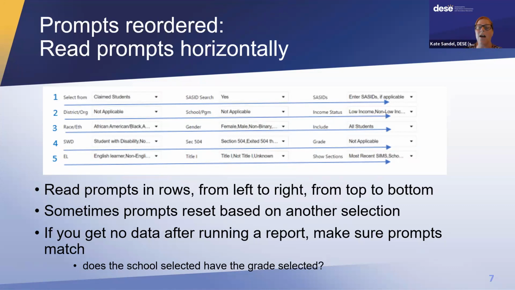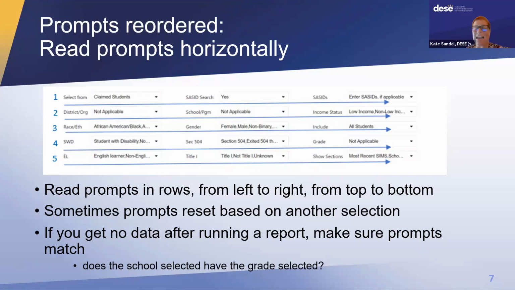At this time of year, you might be running some of these reports and you don't get a ton of kids or as many kids as you want. And it might be due to claiming. Like here, the first prompt is you're selecting from claimed students.